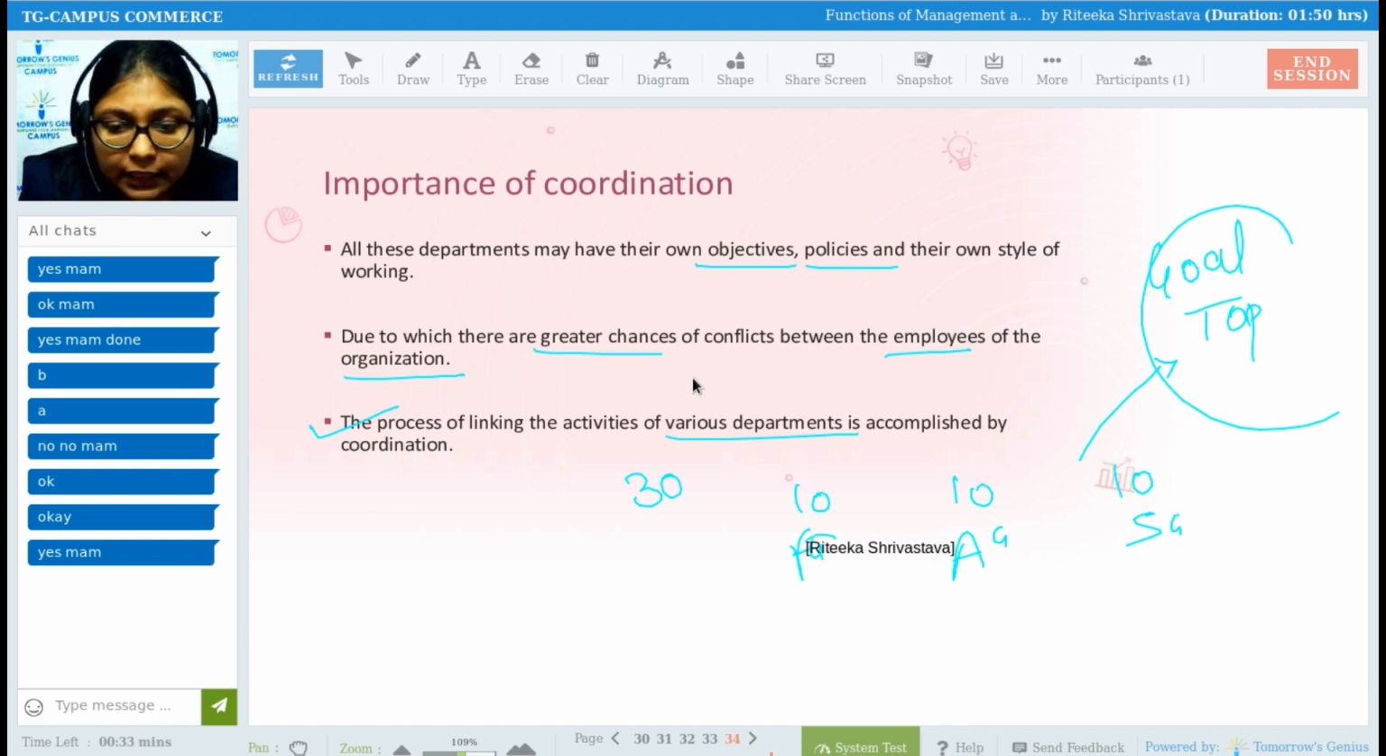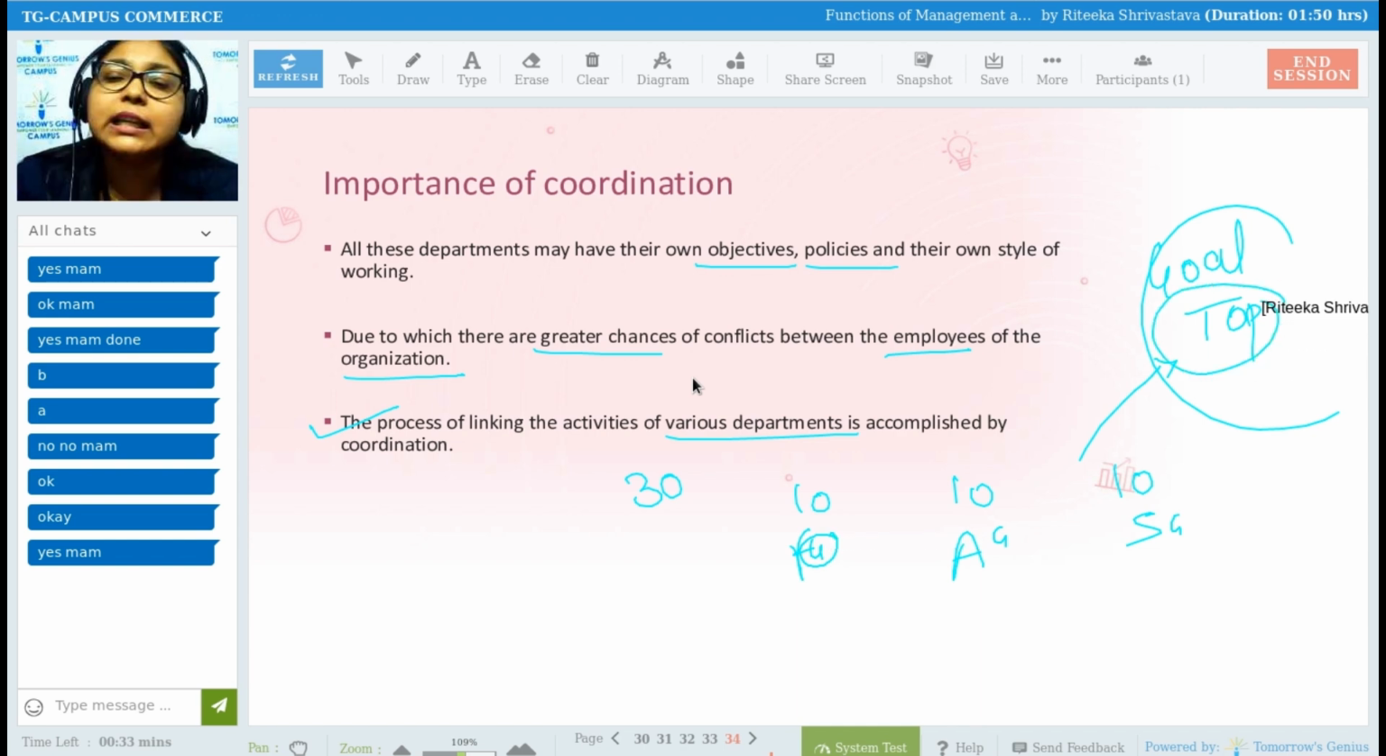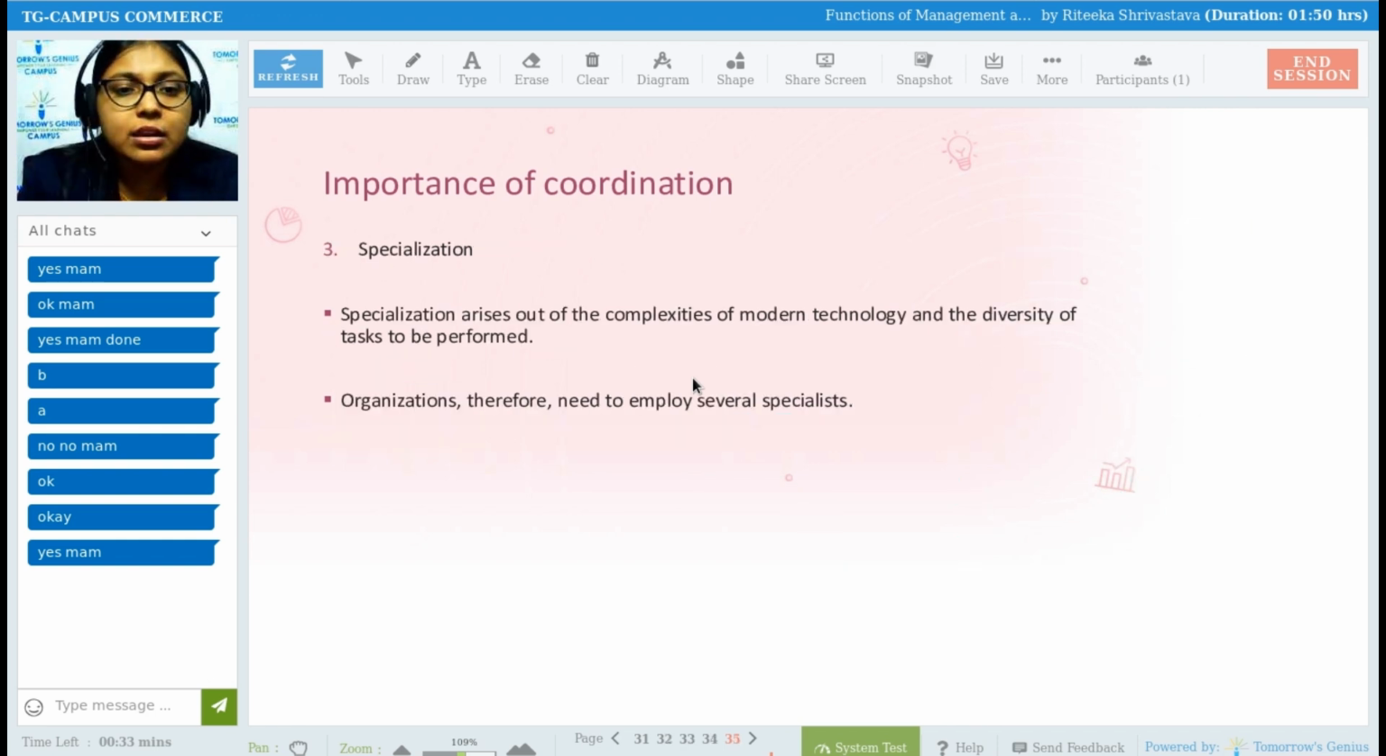So there might be a possibility that the individual goal might hamper the objective or the goal of the organization. So that needs to be balanced, and coordination gives that balance, because then people are coordinating with each other, running in a smooth manner with each other.